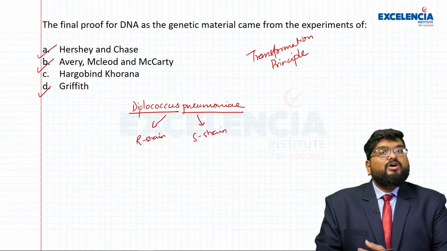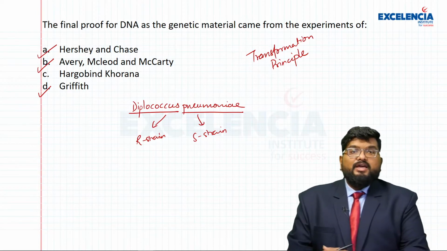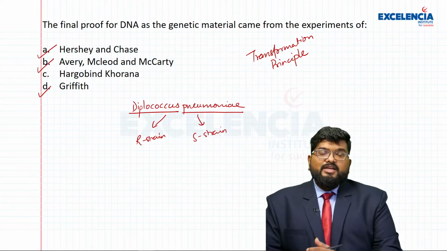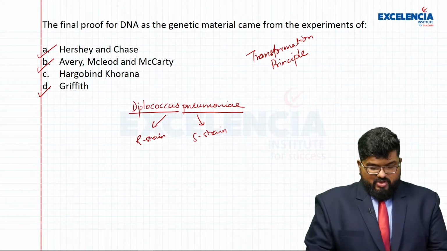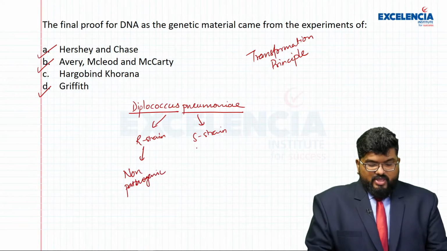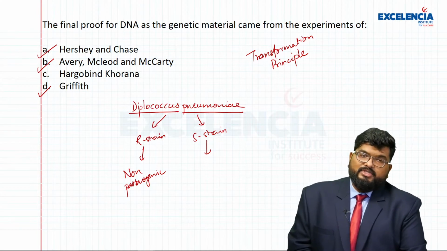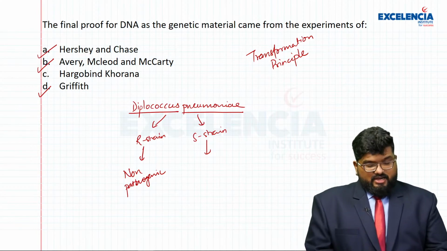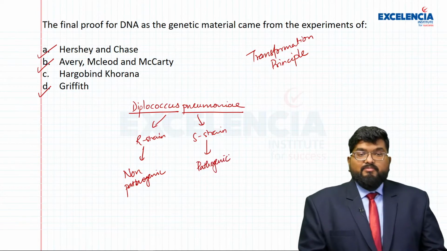Now, why is it called a rough strain? Because it does not have a polysaccharide layer on it. It does not have a polysaccharide capsule. And that polysaccharide capsule is what is responsible for giving virulence. So R strain is non-pathogenic. S strain has a polysaccharide capsule on itself, and this polysaccharide capsule is what makes the S strain pathogenic.